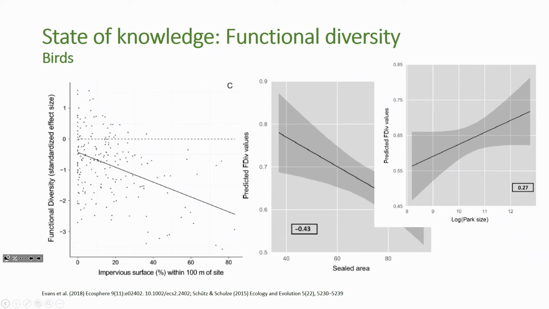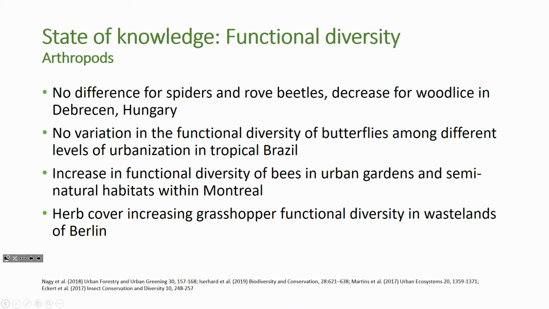So the functional diversity of species might depend on the way a city is designed, whether it's very dense or whether it also contains a high number and size of green areas. Then a short summary for arthropods, so that also the people who do not work on birds but on other animals have something to think about.